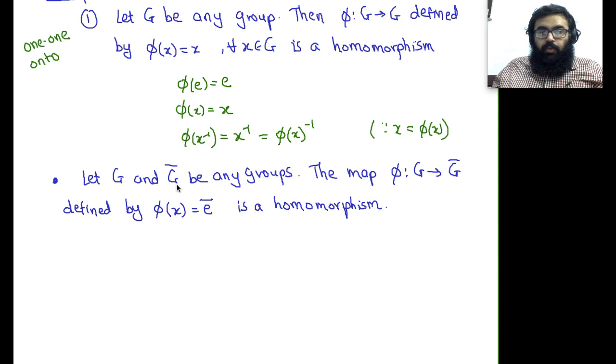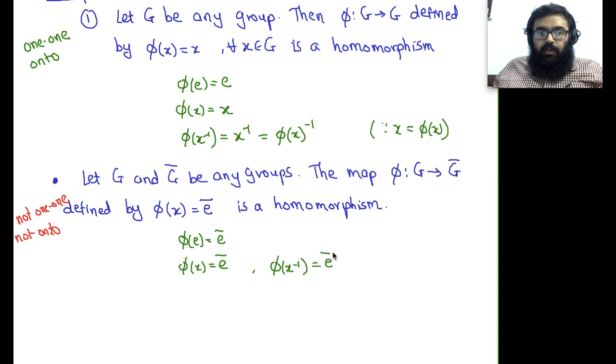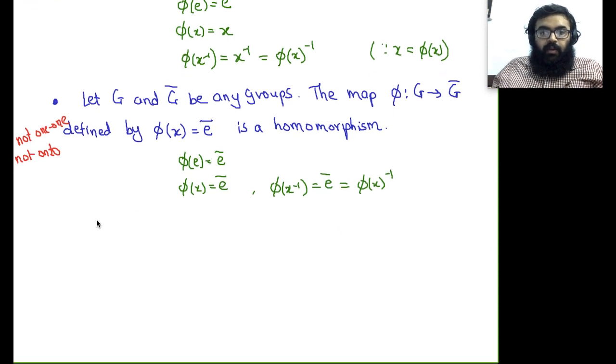Will it be 1-1? Will it be onto? Well, not always. If G bar is the singleton identity, then it will be onto, otherwise it is not onto. And if G is not a singleton, then it is not 1-1, because if G has more than one element, all elements are going to the same place. So it is not 1-1 and not onto, but it is a homomorphism. And what we are noticing here: what is phi of e? Phi of e is e bar. Phi of x is also e bar for any x. And phi of x inverse is also e bar, which is the same as phi of x inverse. Okay. So this is called the trivial homomorphism.